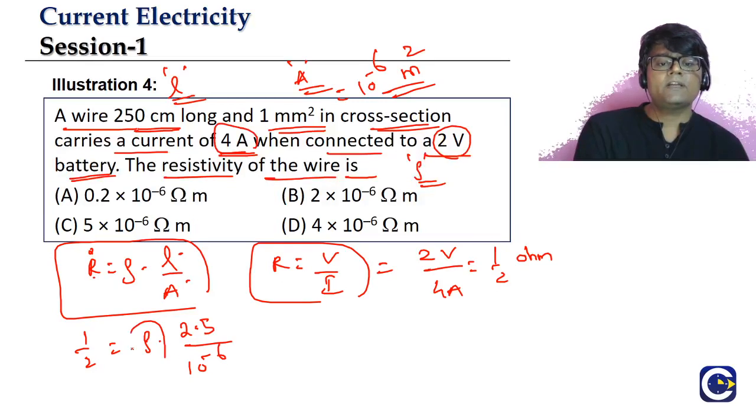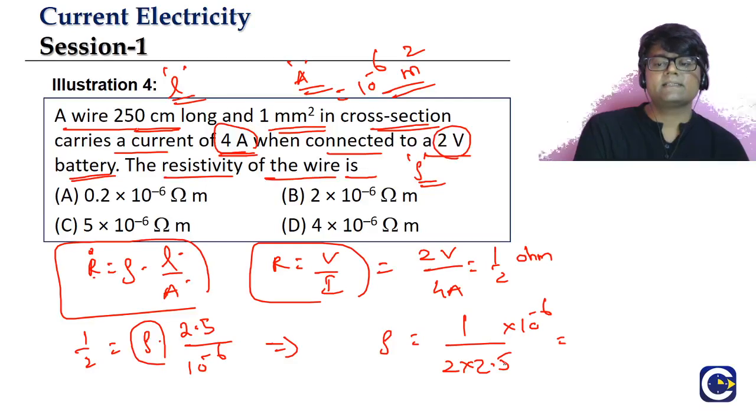So we are looking for the rho, which means we have to take the other terms to the LHS. So 10 power minus 6 will go to the numerator. 2.5 will come to the denominator. What is the answer, guys? Rho will be equal to 1 by 2 into 2.5 into 10 power minus 6. So what is 2 into 2.5, guys? 5. What is 1 by 5? 0.2 into 10 power minus 6. What is the SI unit of resistivity, because everything we have taken in SI units, right, guys? Ohm into meter.